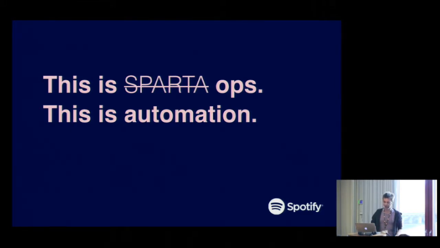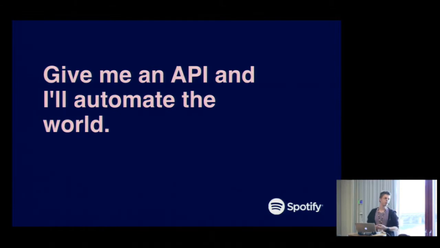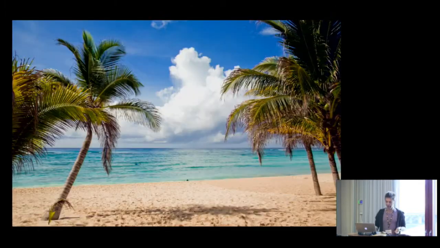The way I like to think about ops and automation, and why it's near and dear to my heart, is: give me an API and I'll automate the world. Essentially, if I have systems that I can talk to, that I can push and move data through, I should be able to create something that can make decisions in and of itself. I can combine it, I can give people insight into what's happening on their infrastructure, and hopefully at some point get semi-sentient infrastructure.